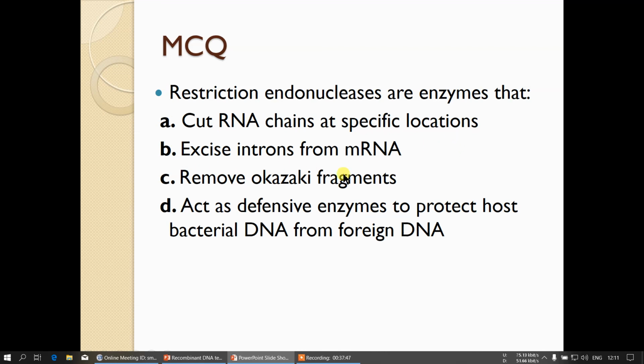Then, restriction endonucleases are enzymes that cut the RNA chains at a specific location, excise the introns from the mRNA, remove the Okazaki fragments, or act as defensive enzymes to protect the host bacterial DNA from foreign DNA. So the answer is D, because they act as defensive enzymes. Why is their name restriction enzymes? They protect the host bacterial DNA from foreign DNA. So the answer is D.